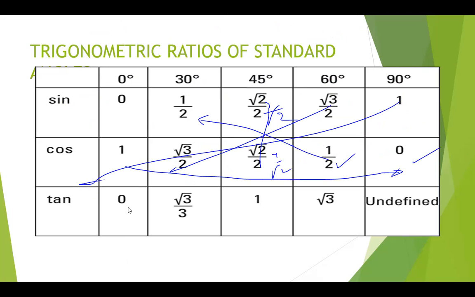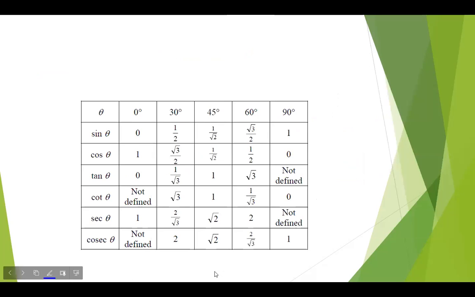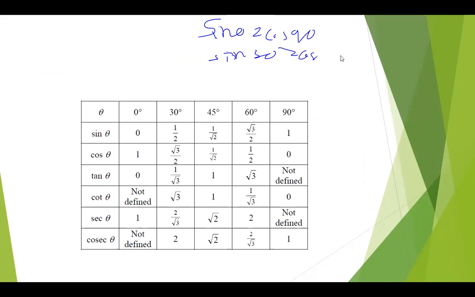Now, for tan 0, it is 0. Tan 30 degree, it is 1 by root 3. Root 3 by 3 is 1 by root 3. Tan 45 degree is 1. Tan 60 is root 3. Their respective reciprocals can be summarized in this table. Sine 0 was 0, sine 30 is 1 by 2, sine 45 is 1 by root 2, sine 60 is root 3 by 2, sine 90 is 1. Then sine 0 is equal to cos 90, sine 30 is equal to cos 60 degrees, sine 45 degree is equal to cos 45 degree. Remaining also you can define like this only.